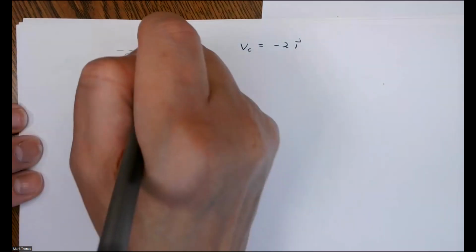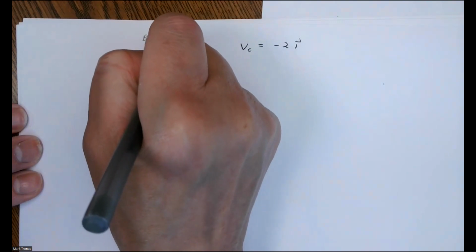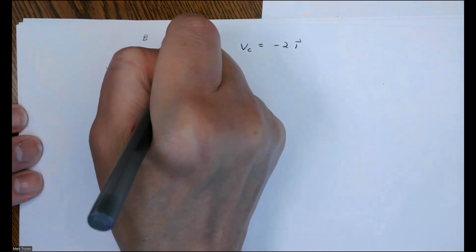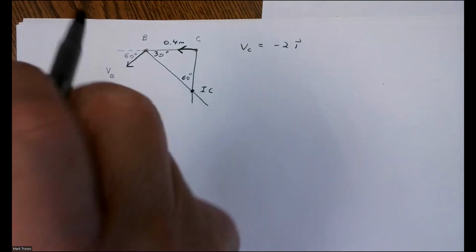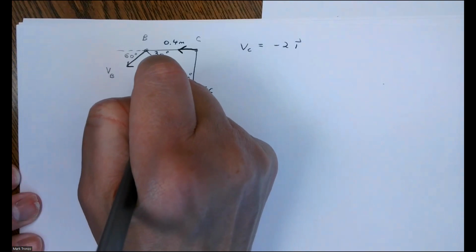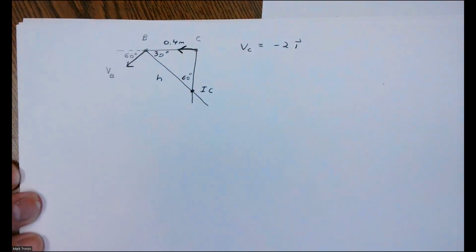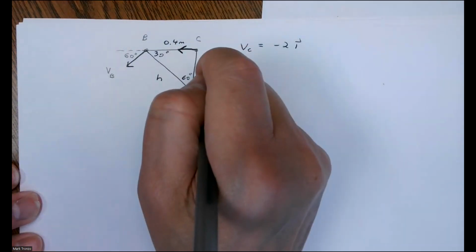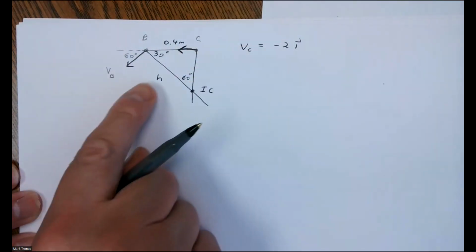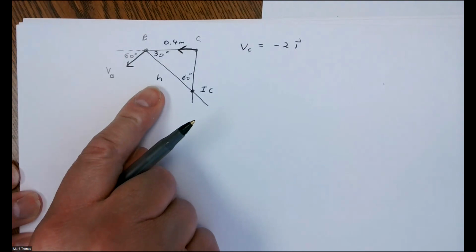And now the only length we know is this one. This is BC, which was 0.4 meters. Now we can use all of this to try to figure out what all these sides are. Let me call this side here H. And now this side here, we can calculate this. We should maybe find H first.